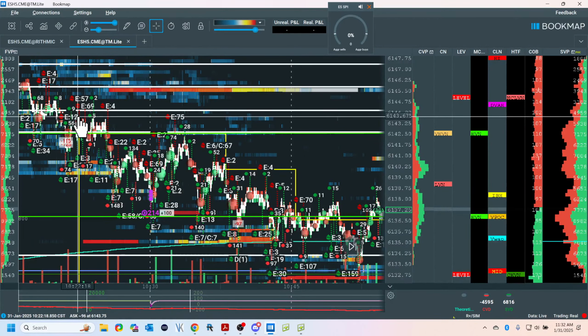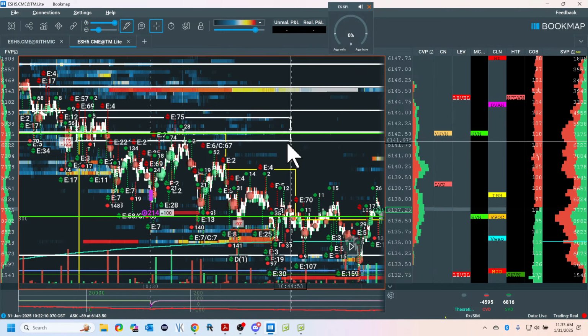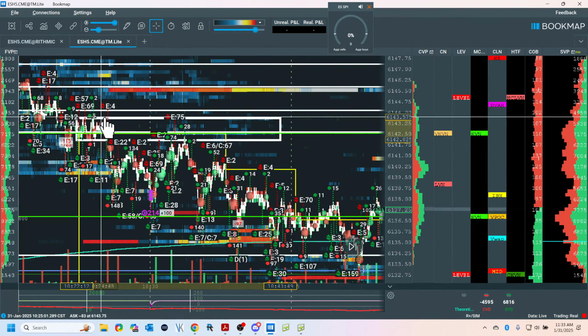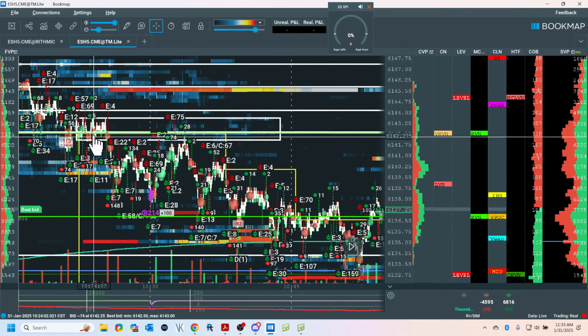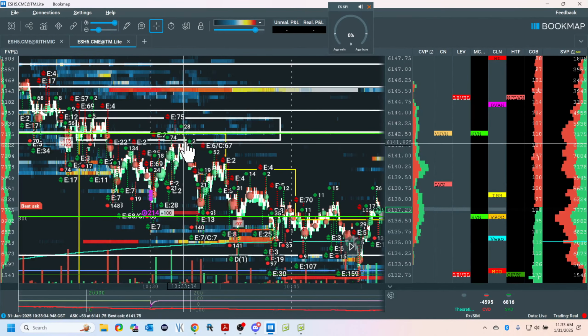Let's show you the structure. Sellers are here. Buyers are there. So I'm going to put a little box around this. It's a consolidation. So I don't know anything until I get a resolution, which is here. Sellers take control. Sellers are here. Buyers are here. Break low. High volume is there. I come back to where the sellers took over. This is a potential short.